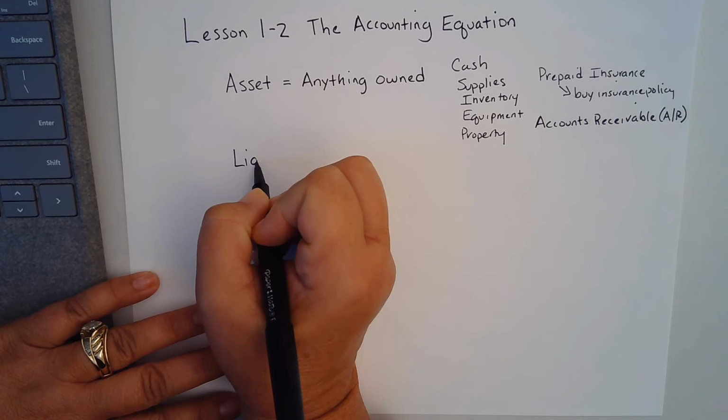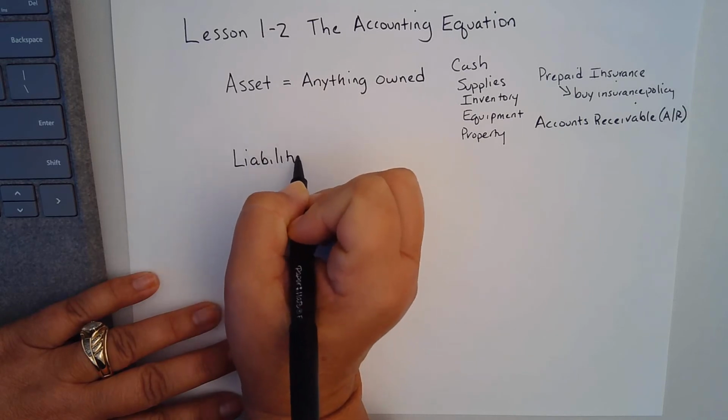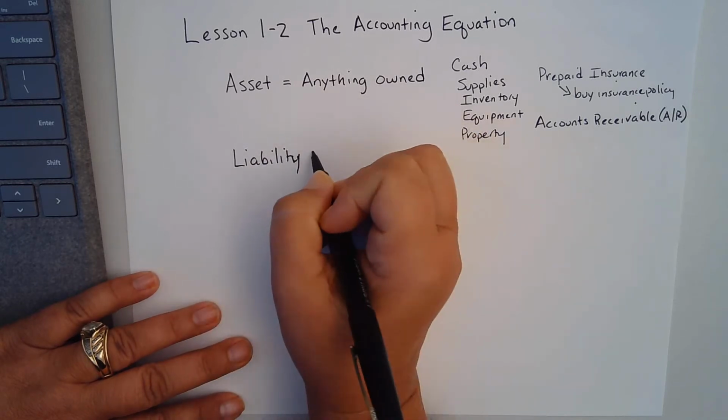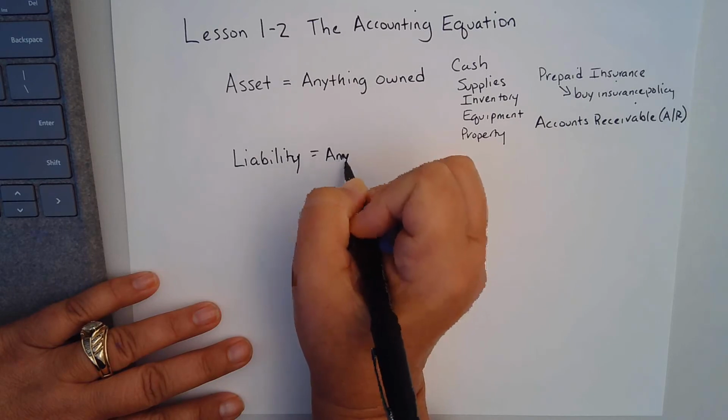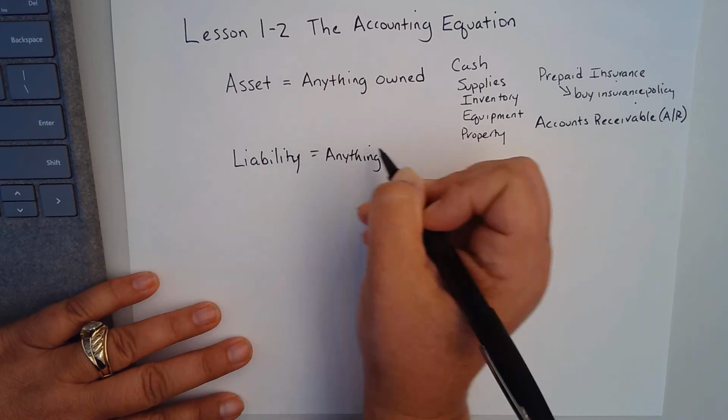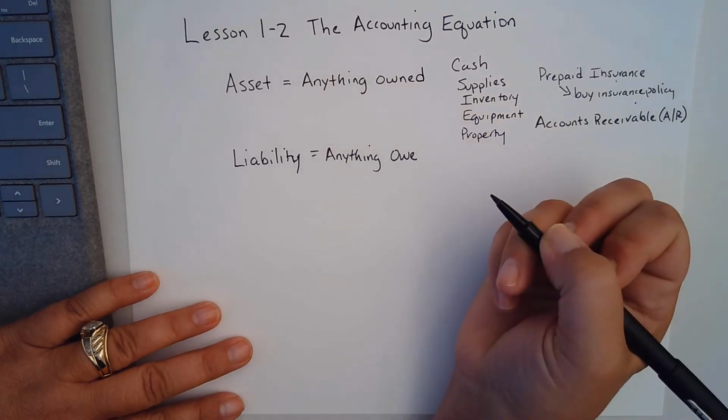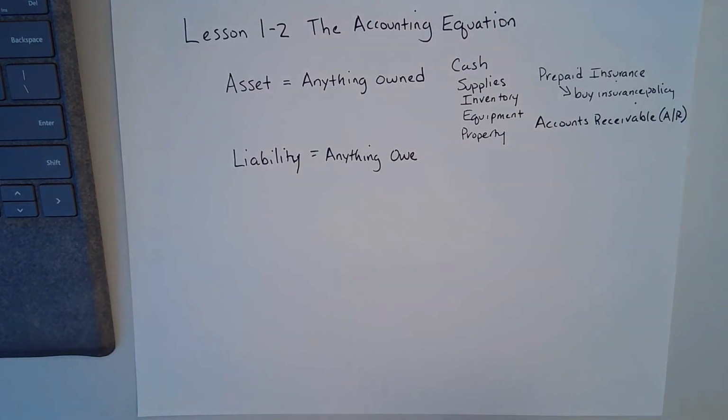The next definition that we have to know is liability. And a liability is anything that we owe. So if I borrow money from the bank, that's a liability. If I use the services of an accountant or a lawyer, or if I run an ad in the newspaper and I haven't paid for it yet, that is a liability. I'm going to have to pay for that later.